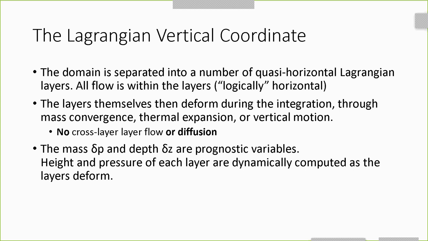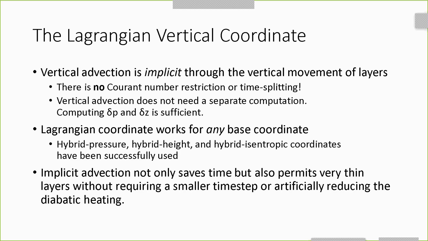And as I mentioned earlier, the vertical advection is implicit just through the motion of the layers. There's no Courant number restriction. The stability restriction for the Lagrangian coordinate is much weaker, a Lipschitz continuity condition, which comes down, in this context, to basically layers not being allowed to become infinitesimally thin. The model can represent very thin layers, but we do not allow the layers to become zero or negative thickness. That would imply negative pressure in our models.